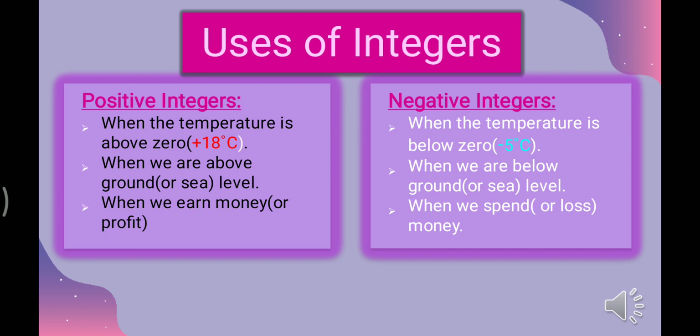Similarly, if you are digging something under the ground, that time you also mention how much deep we have dug in, whether it's 5 meters or 10 meters. So we say it's minus 10 meters or minus 5 meters. So this minus sign means that it is downwards or it's below the ground.